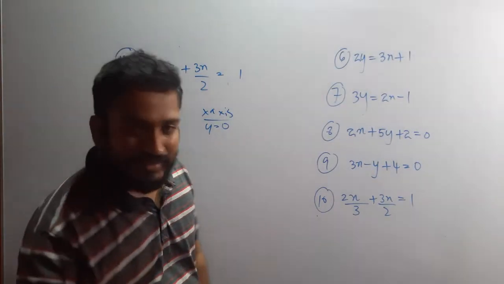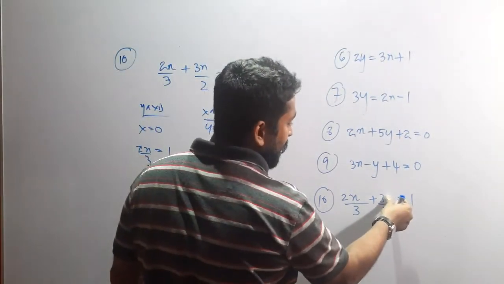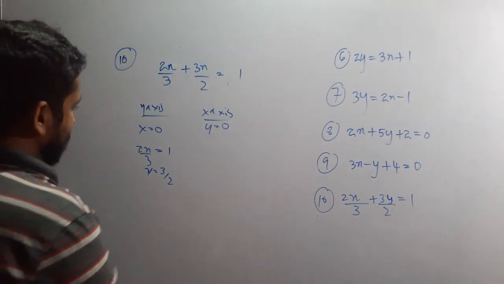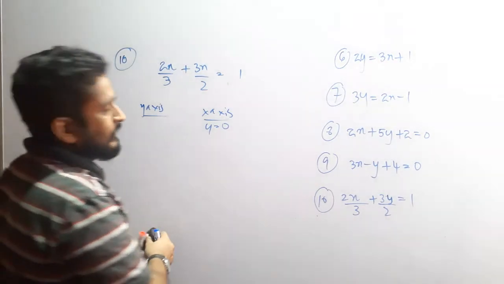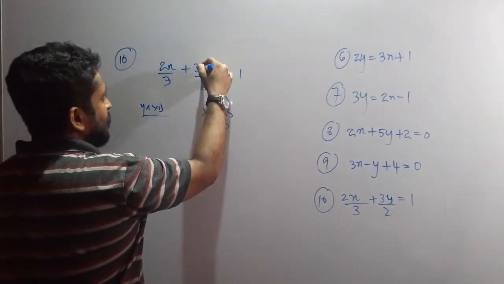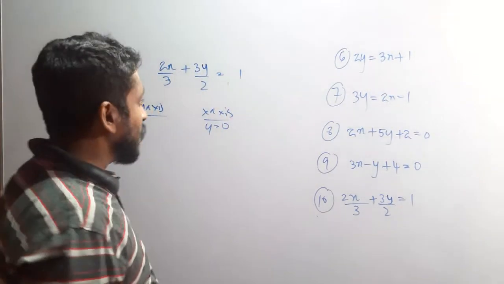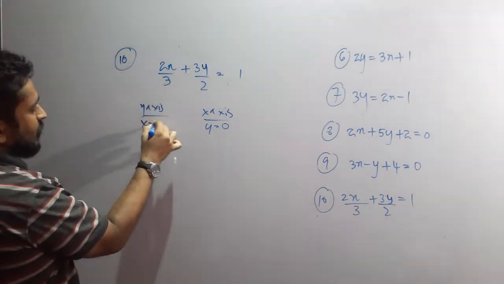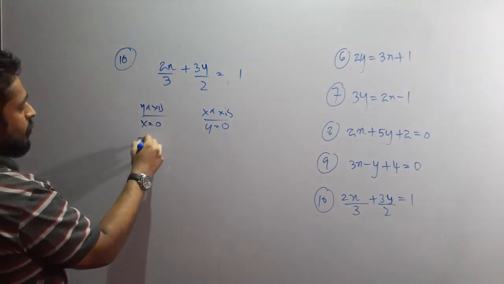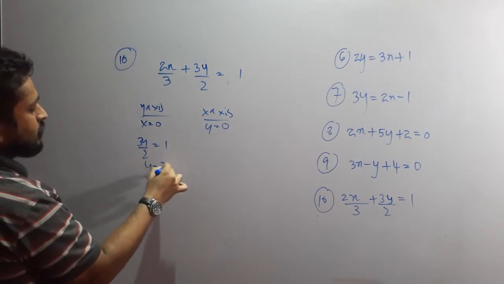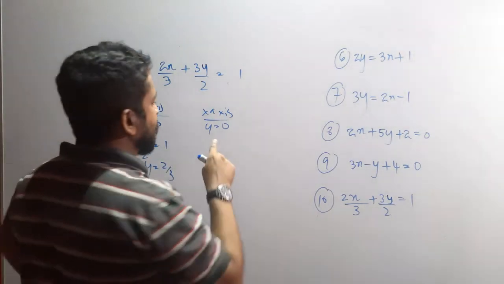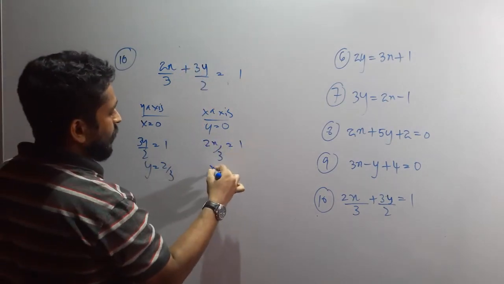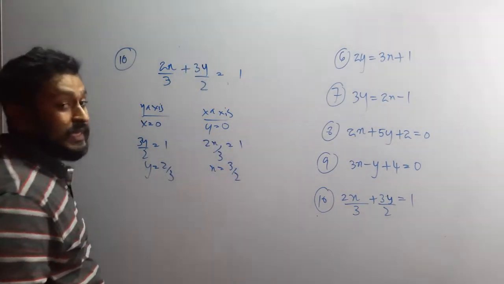I have made a mistake. This should be y. 2x by 3 plus 3y by 2. Starting point of y-axis by applying x equals 0. So 3y by 2 equals 1, y equals 2 by 3. Starting point of x-axis by applying y equals 0. 2x by 3 equals 1, x equals 3 by 2.